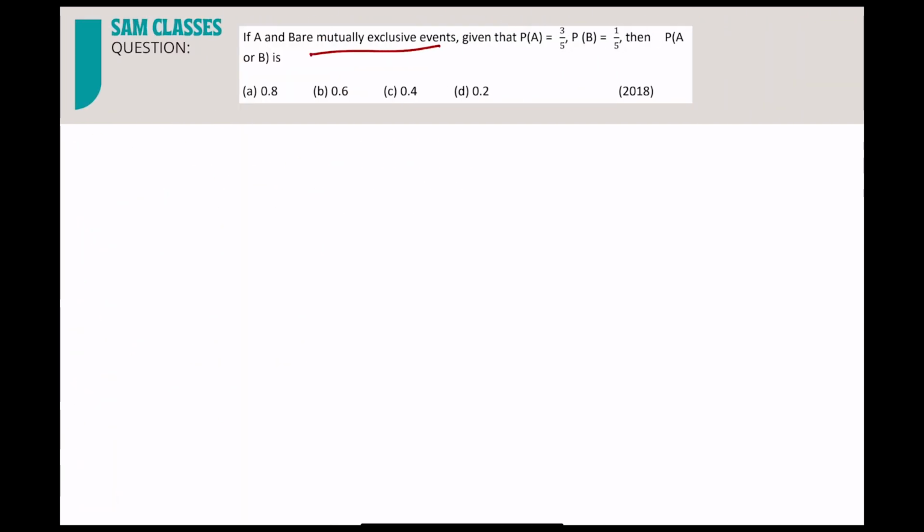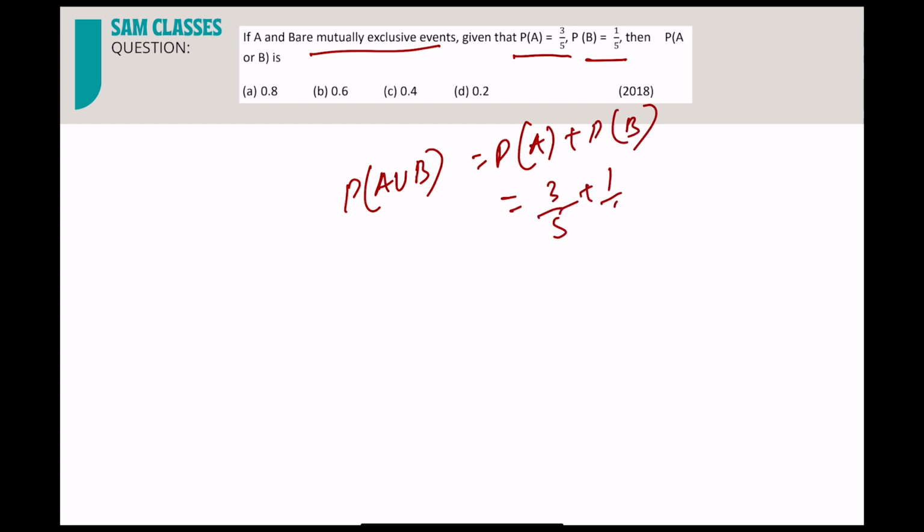A and B are mutually exclusive events. So P of A is given, P of B is given, and we need P of A or B. A or B means what, students? Union. So P of A union B is equal to what? Mutually exclusive, so P of A plus P of B. That is 3 by 5 plus 1 by 5, equal to 4 by 5, and that is equal to 0.8.